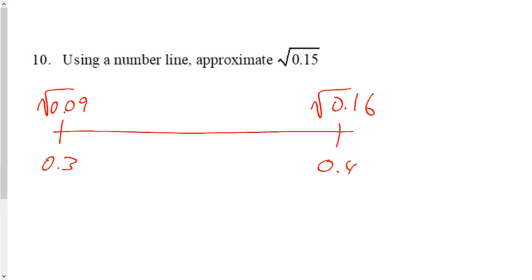When we approximate where the location of 0.15 would be, we would say it's there, which would make this approximately, the square root of 0.15 is approximately 0.38 or 0.39. If they had 0.37, that's fine as well. I'm okay with that. But one of those two is probably your best guess. 1 point for the appropriate number line and 1 point for the appropriate guess of 0.38 or 0.39.